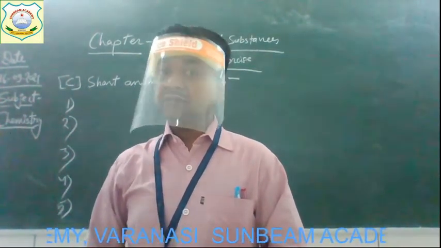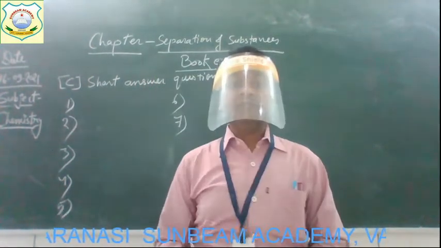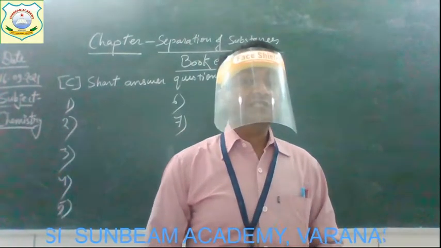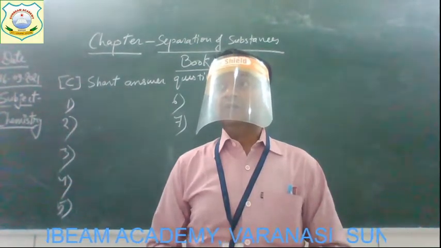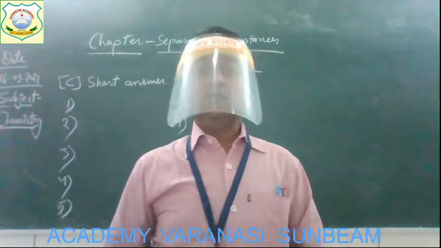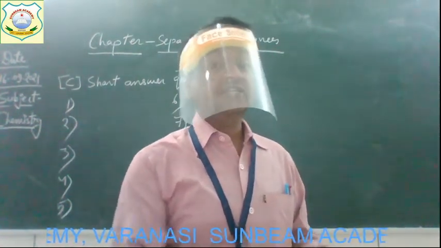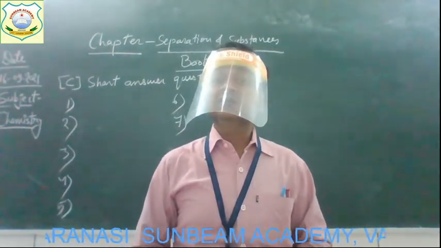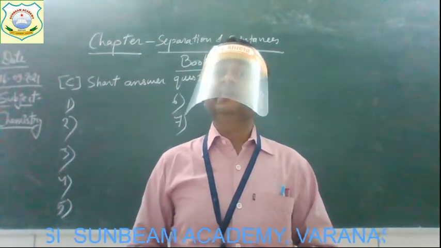Understood everyone? Now come to the next question, number 7. The question is, why are objects at a distance seen more clearly after rain? When the rain occurs, we can see the objects more clearly. Why? Children, simply the reason is the objects at a distance are seen more clearly after the rain because the loading of dust particles in the air takes place when it rains.